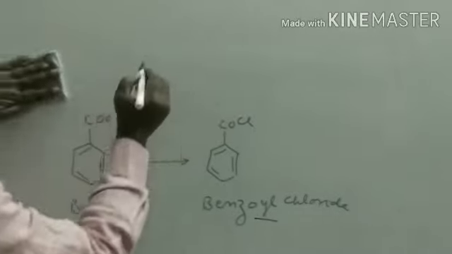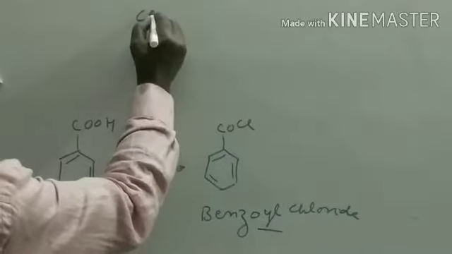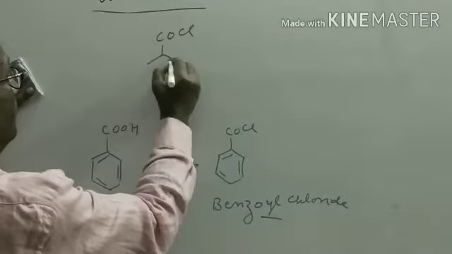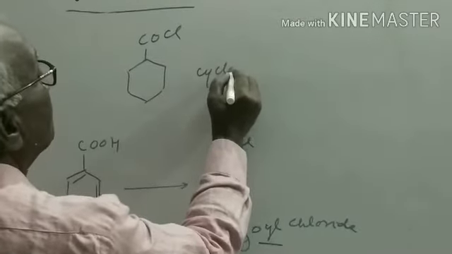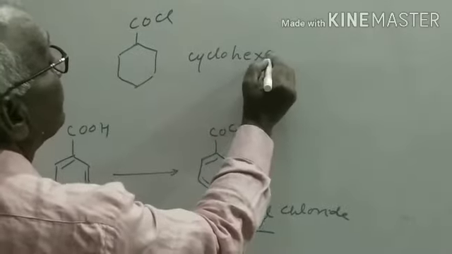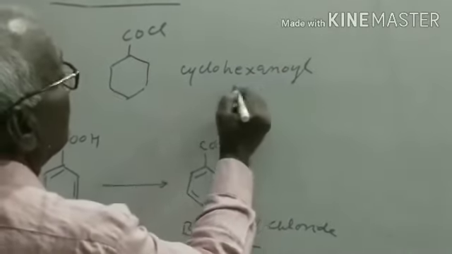Another example is COCl bonded to cyclohexane, so its name will be cyclohexanoyl chloride.